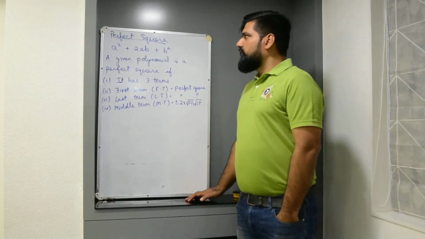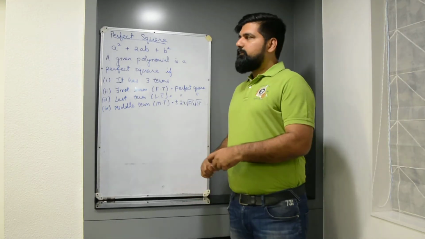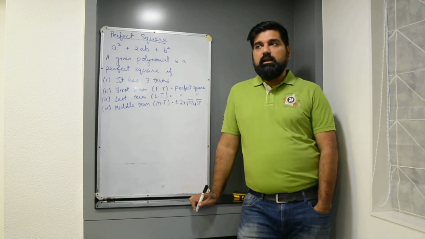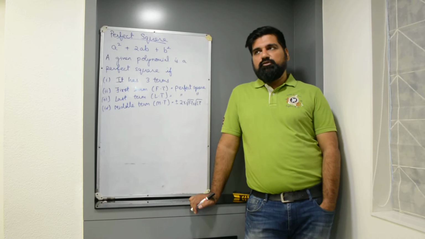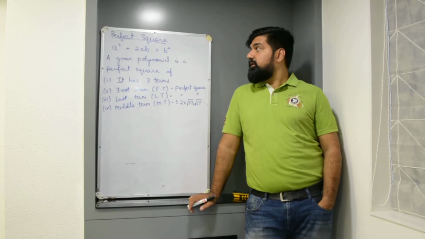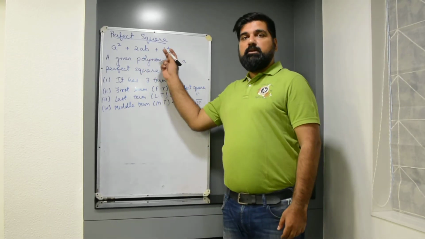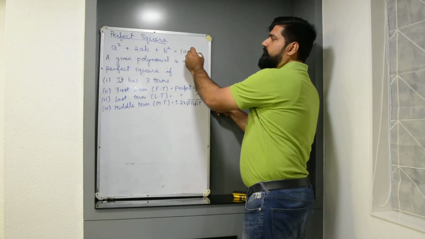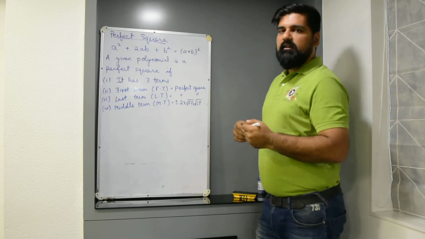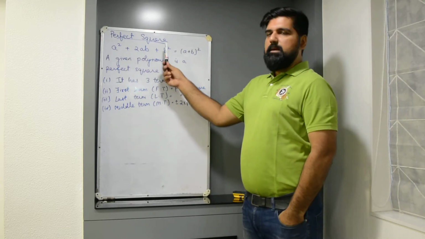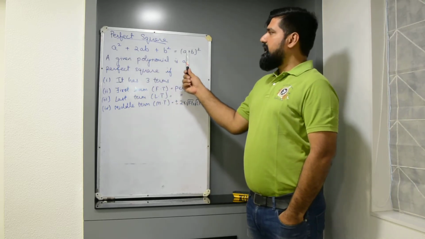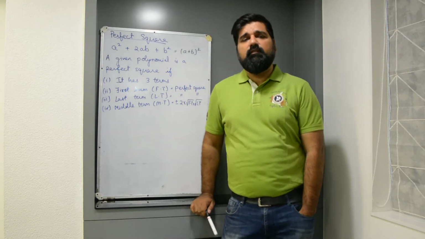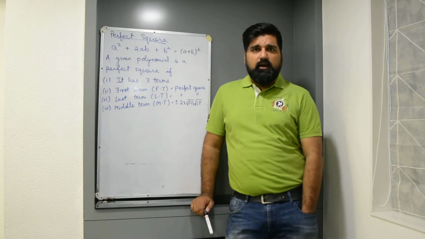Yes friends, so today we are going to understand the topic which is perfect square. Till now we were expanding by using the identity (a + b)² = a² + 2ab + b². Now we will be reducing it: if it is in the form a² + 2ab + b², we can directly write it as (a + b)². So how to identify whether the given polynomial is a perfect square or not?